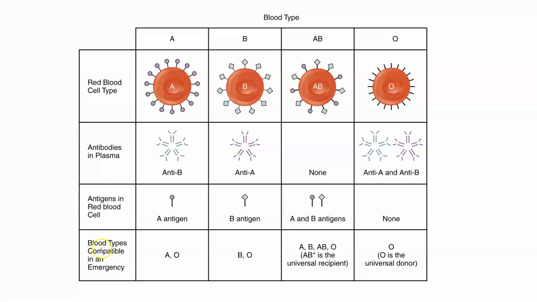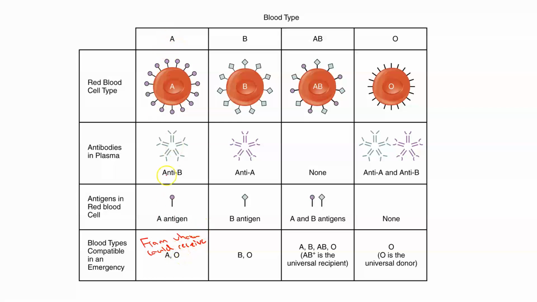This is kind of summarized here at the bottom. I think the way that they're wording this is, from what type could they receive. So not to whom could they give, because you definitely would not want to give A blood to type O.